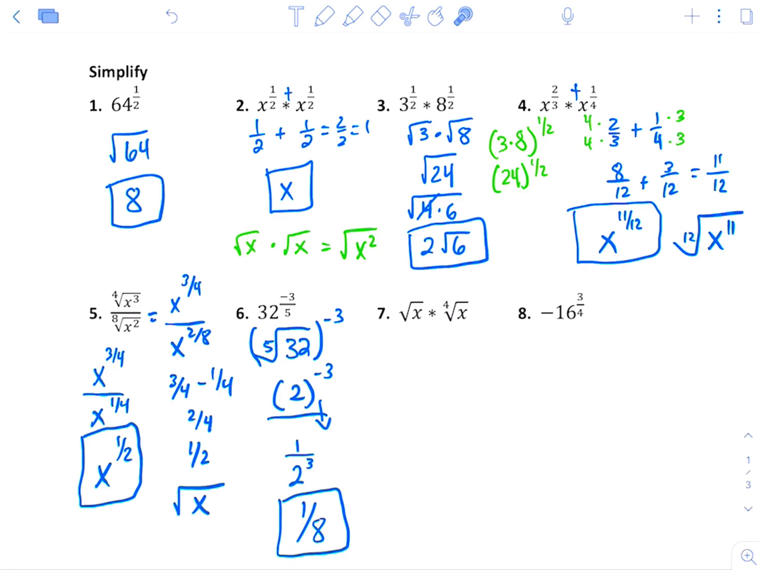All right, on 7, multiplying, but our roots are not the same. So I can't just take x times x. So I have to switch forms. So we have x to the 1/2 times x to the 1/4. Bases are the same, which means that we are adding. So for the exponents, I have to take 1/2 plus 1/4.